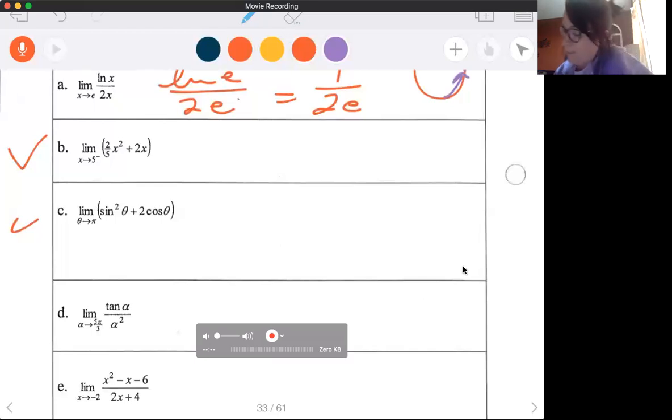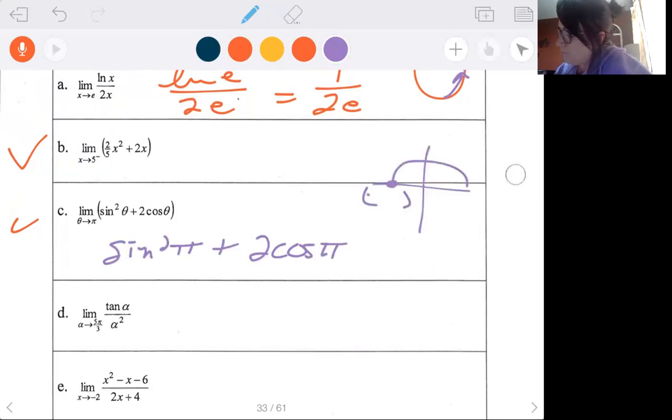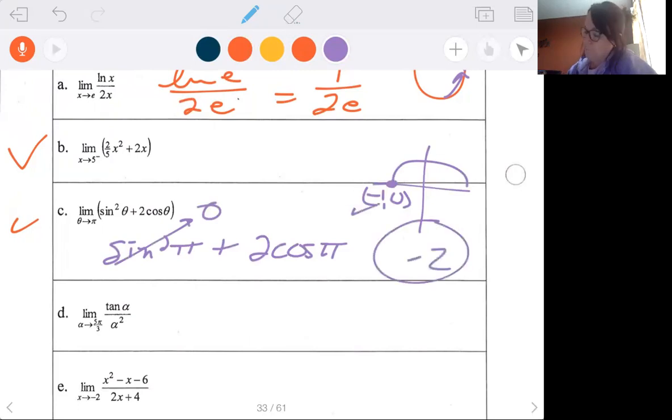I'm going to see how much time I'm sitting at here. Okay, I'm good. All right, so we will do sine squared pi plus, make me hungry, 2 cosine pi. The sine of pi is the y there, which is 0. Square 0 and I get 0. Cosine pi is the x there, which is -1. So this is a nice -2.